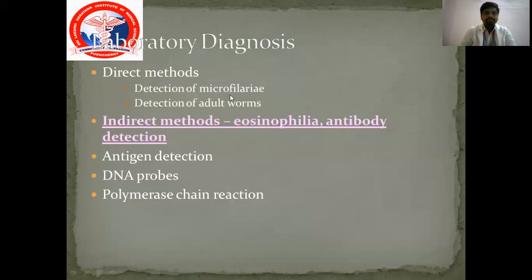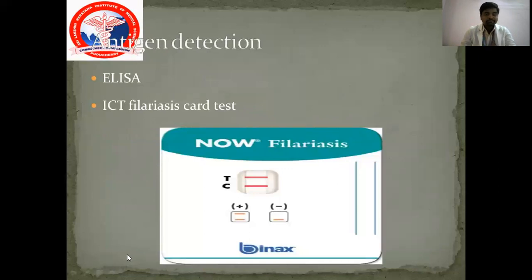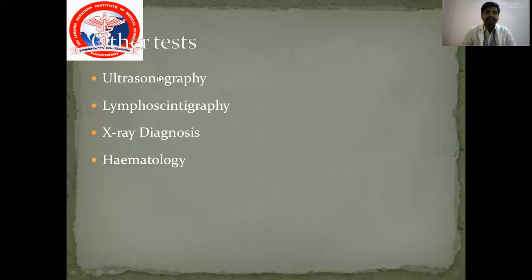Laboratory detection of microfilaria, detection of adult worm, and indirect methods: eosinophil and antibody detection, antigen detection, DNA probes, polymerase chain reaction. Other than these, we can perform ELISA and the ICT filariasis card test. If two lines appear, that is positive, and the patient is infected with filariasis. If there is a single line only in the control line, that is negative. Other tests include ultrasonography, lymphoscintigraphy, X-ray diagnosis, and hematology.